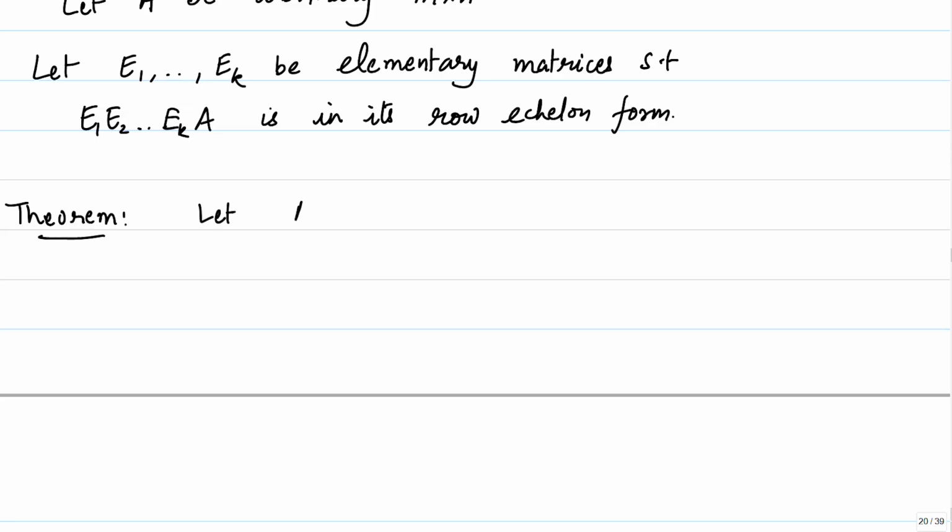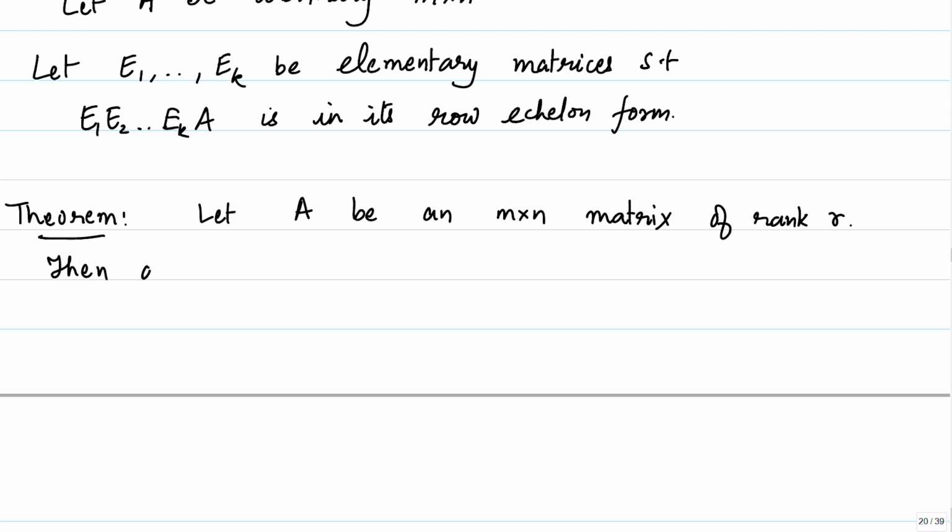So, let A be an m cross n matrix of say rank r. Then we can prove that after finitely many column operations and row operations, A can be reduced. Let me say that again. Then we can say that after finitely many row operations and column operations, A can be reduced to a particularly nice form. Let me just write it down.